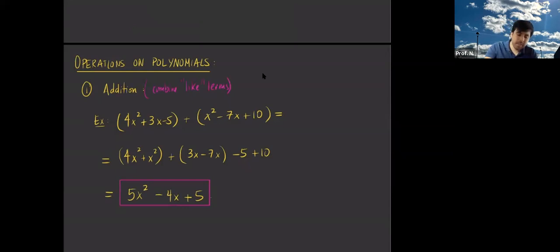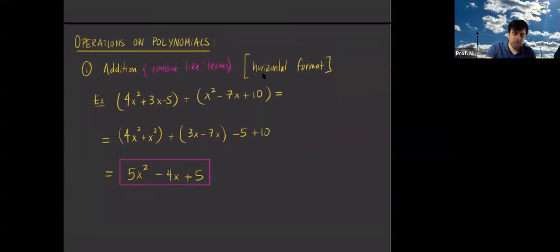On WebAssign, they call this the horizontal format. So when you see this, don't get alarmed. It just means that the polynomials are horizontally placed, next to one another. Because there's also another way to consider addition, using what's called the vertical format. And I'll give you an example of that.